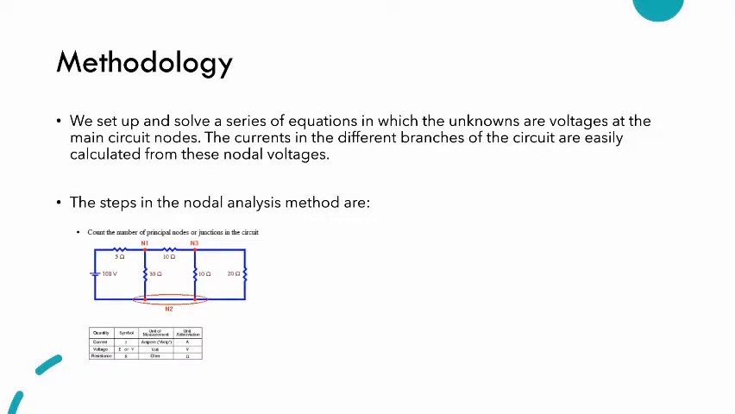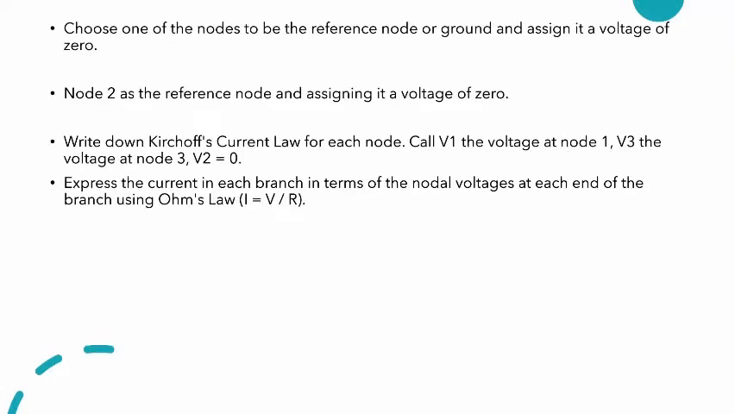The methodology. Set up and solve a series of equations in which the unknowns are the voltages at the main circuit nodes. The currents in the different branches of the circuit are easily calculated from these nodal voltages. The steps in the nodal analysis method are: count the number of principal nodes or junctions in the circuit. In this case, we have 3. We choose one node and assign it 0. Write down Kirchhoff's current law for each node.